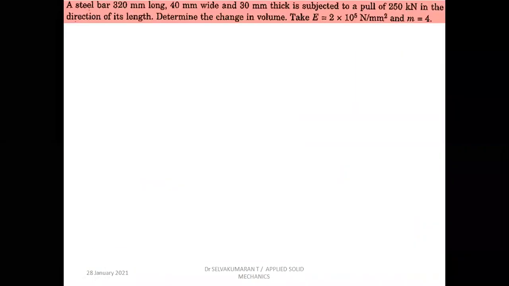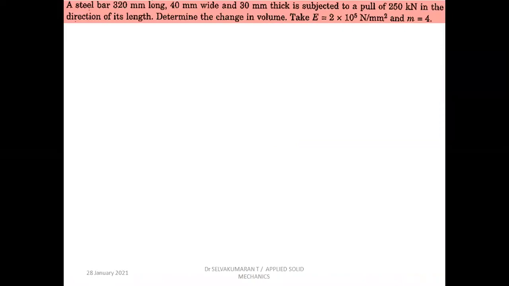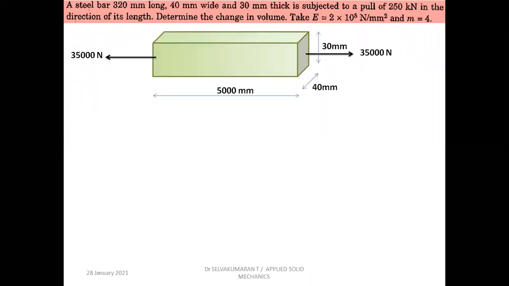Next problem. A steel bar 320 millimeter long, 40 millimeter wide, and 30 millimeter thick is subjected to a pull of 250 kilonewton in the direction of its length. Determine the change in volume. Take Young's modulus 2 into 10 power 5 Newton per mm square, and m is equal to 4, which is nothing but 1 by m. 1 by m is equal to 1 by 4. So Poisson's ratio is nothing but 0.25.